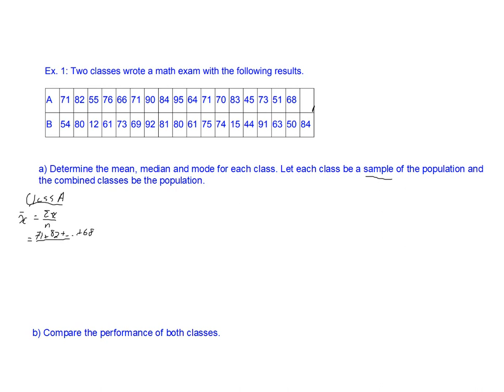And then we have to divide by the number of elements in this set. So in this class there were 17 people. So we go ahead and add up all of those values and we get 1,215. And then we have to divide by 17. And if we do that, we get a mean of 71.5.